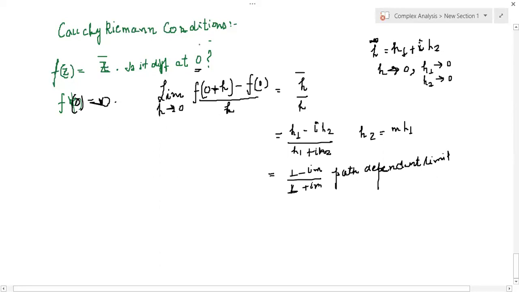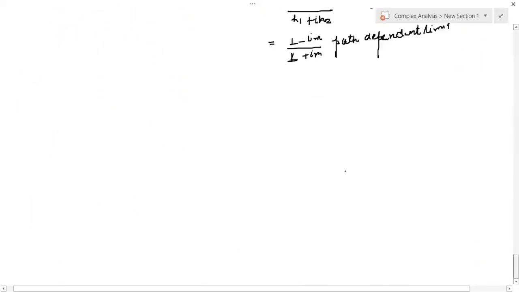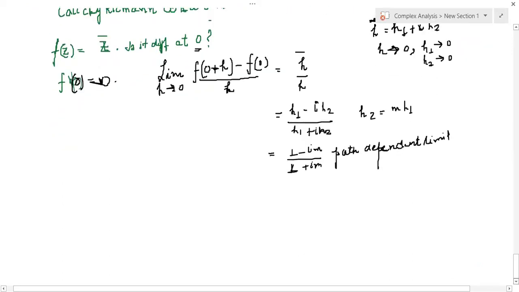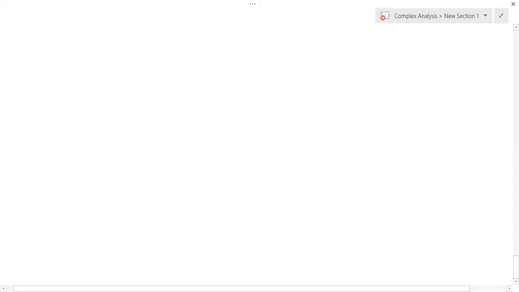Similarly, we'll use this condition of differentiability: whenever we want to say that a function is differentiable, we also want to express in the same line that this particular limit should be path independent, and we'll use this and derive the celebrated Cauchy Riemann conditions. So let us define a function from D to C.